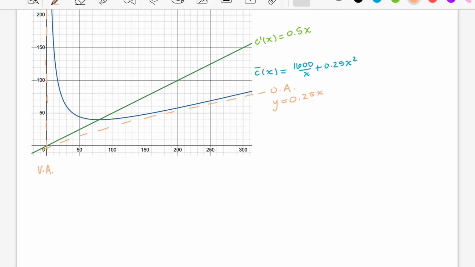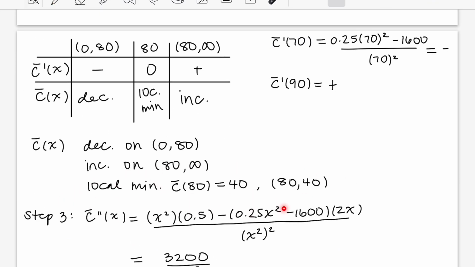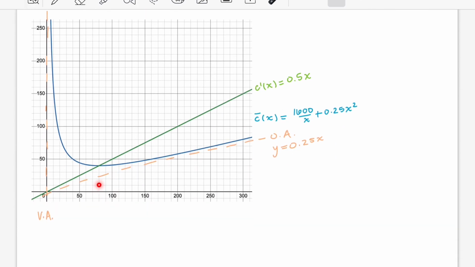Like that there. We also saw that we had a local minimum at the point (80, 40) here. So looking at our graph, 80 is here and 40 is there. So this tells us that this is going to be our minimum average cost here. And then using the intervals of increasing and decreasing and concavity that we saw using the graphing strategy, we would get a graph like this for our average cost.